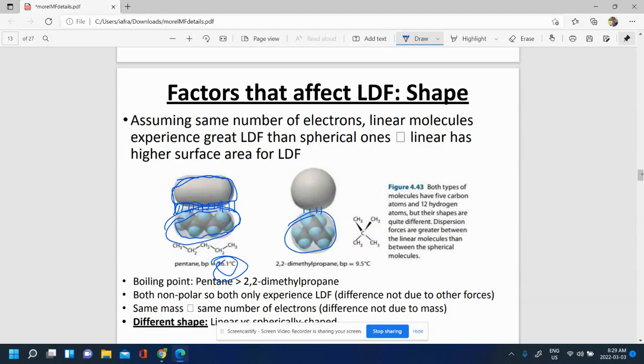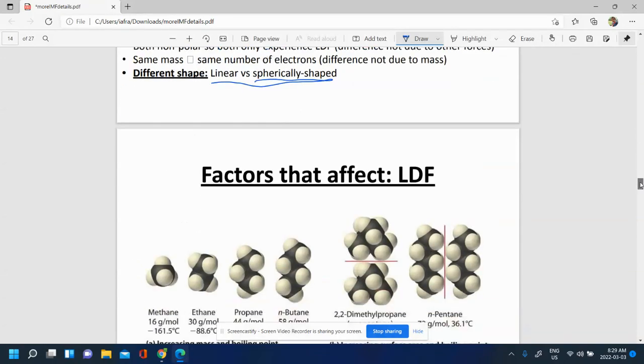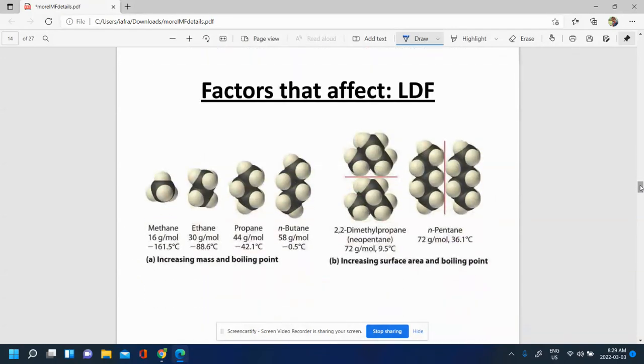That's why the boiling point of pentane is higher than the boiling point of 2,2-dimethylpropane, because it's a linear molecule with more points of interaction, greater surface area. So linear has stronger or more LDF points of contact compared to something that's spherically shaped. So lots of factors here can affect your physical properties.